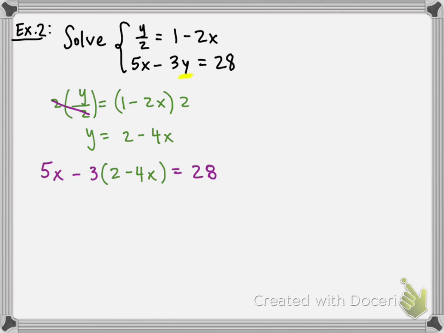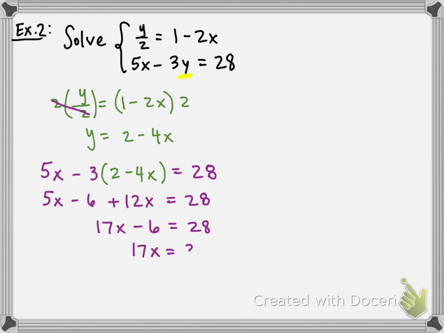From here, we solve for x. 5x minus 6 plus 12x equals 28. Combine your like terms, so we have 17x minus 6 equals 28. Add 6 to both sides, 17x equals 34. Divide both sides by 17, x equals 2. Do they only want an x value?